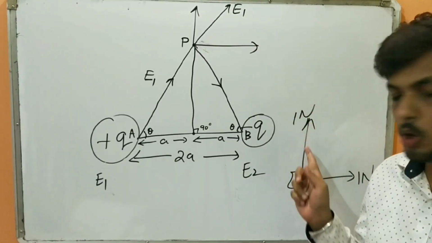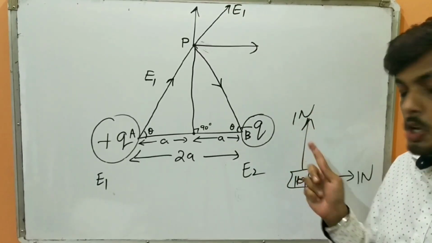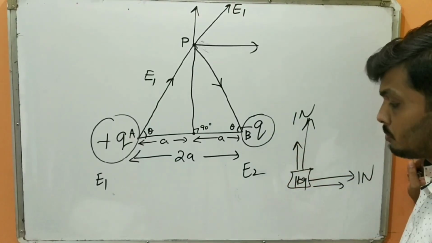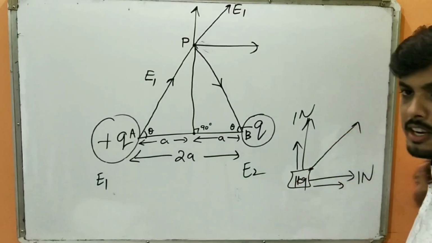1 Newton force will keep quiet. No. The body also will be pulled here. So what will happen? The body will neither go in this direction nor in this direction, but the body will choose the third direction, that is the resultant.